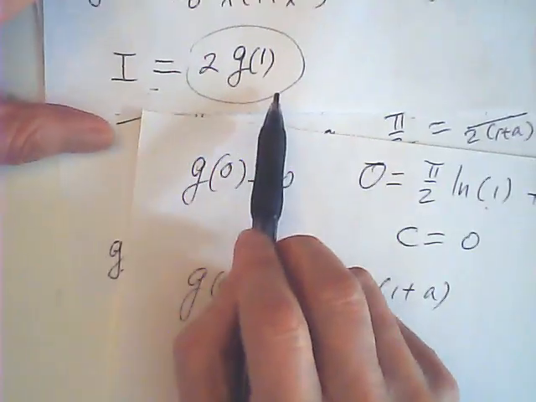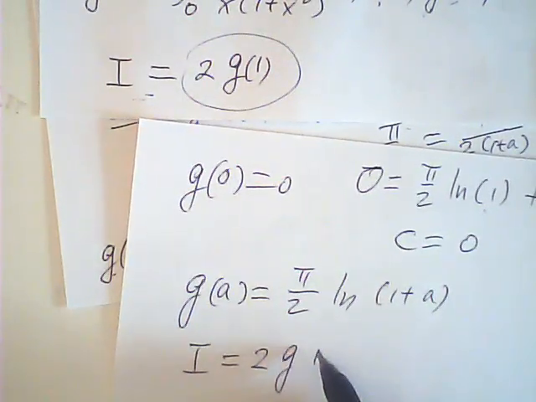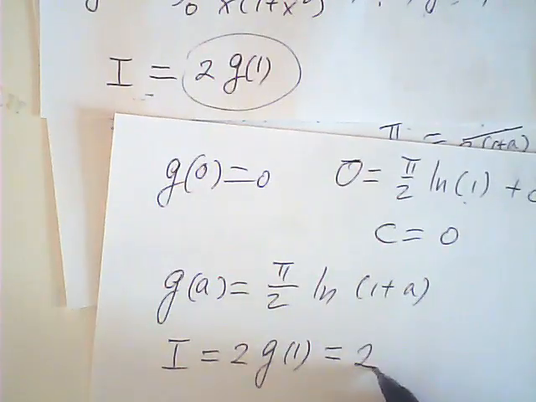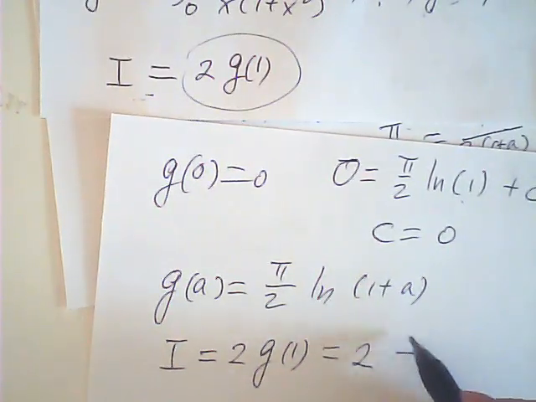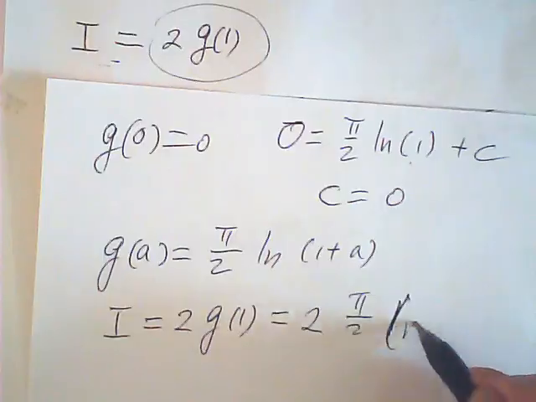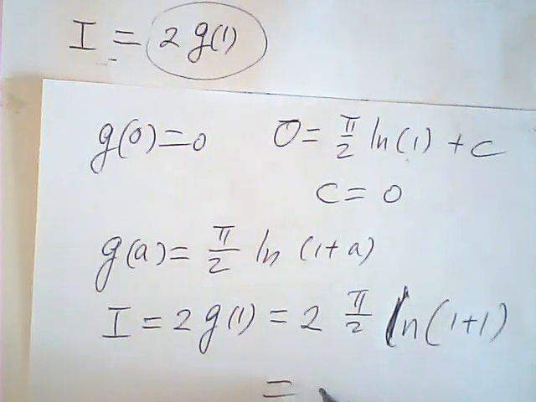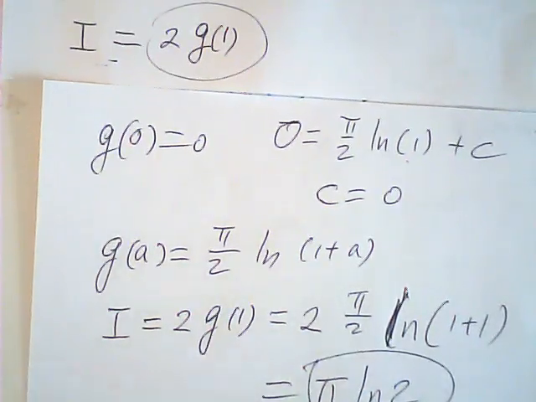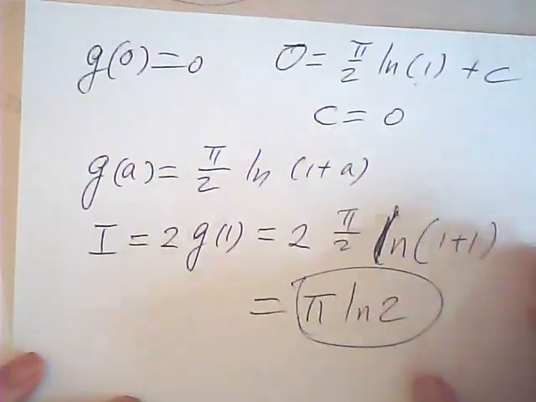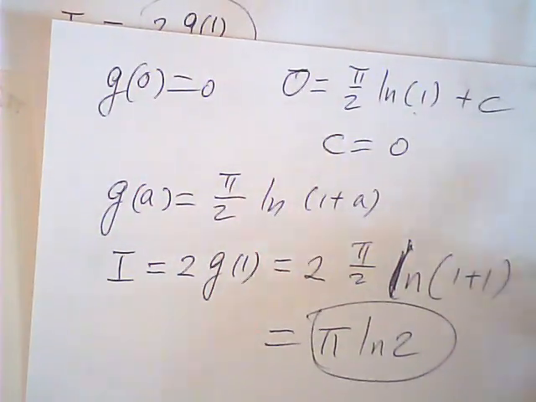Okay. Then what is my target integral? My target integral is twice g of 1, which is equal to 2 times pi over 2 times log of 1 plus 1. Yeah. So it ends up with pi log 2. That is my very result for my integral I. Wow.